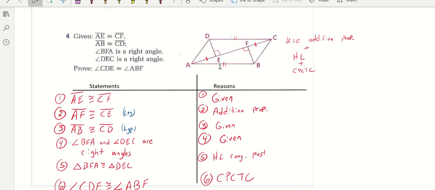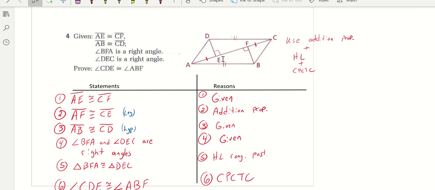It is given that AE, there's a tick mark there on AE, is congruent to CF. It is also given that AB, the side on the bottom here, is congruent to CD, that side on the top there. And angle BFA is a right angle, so that's marked up. And angle DEC is a right angle, that is marked up as well. So we have a right triangle in DEC, we have a right triangle in BFA.